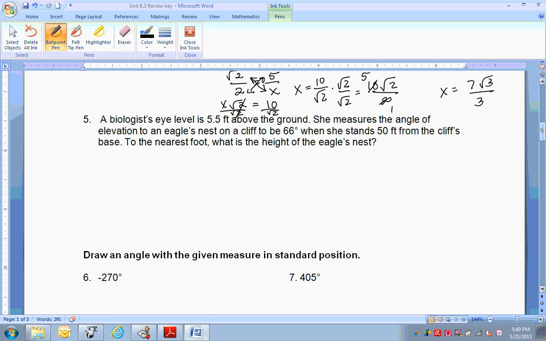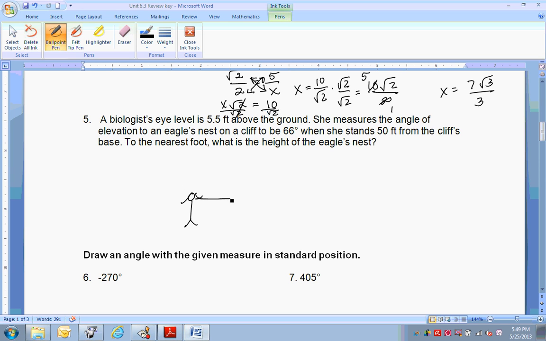Number 5 tells us a biologist's eye level is 5.5 feet above the ground. She measures the angle of elevation to an eagle's nest on a cliff to be 66 degrees when she stands 50 feet from the cliff's base. To the nearest foot, what is the height of the eagle's nest? So we have our little biologist. Let's go ahead and draw her.